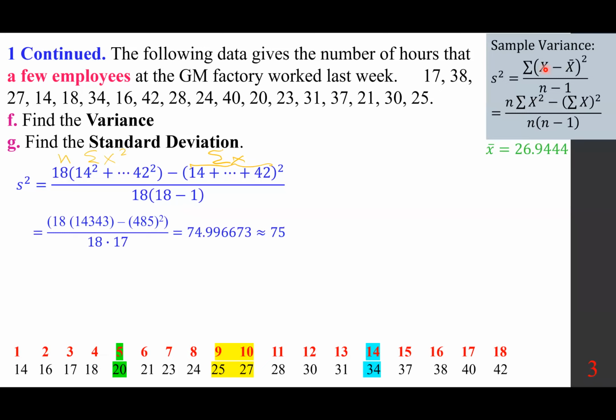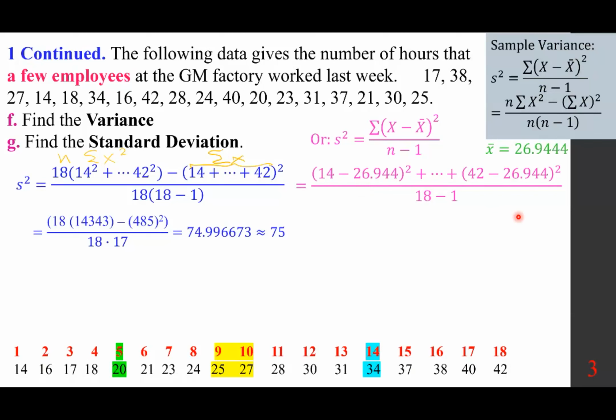If you want to go with this method, x minus x bar means 14 minus this number, square it, plus 16 minus this number, the x bar, square it, plus all the way to the last one, 42 minus this number, 26.944, square it, over 18 minus 1. Here's the formula. Here's the second method. You don't obviously have to do both, and it gives you the same answer, okay? 75.